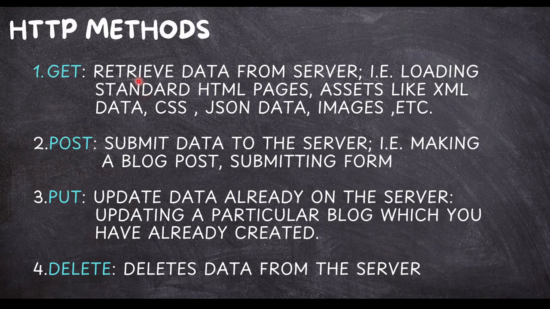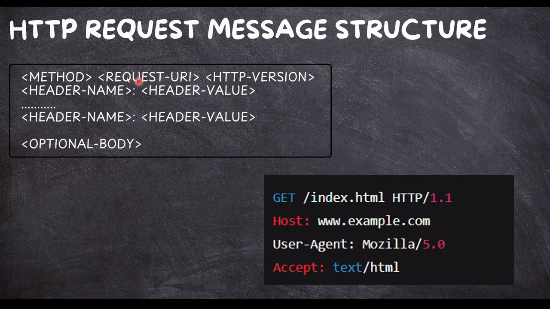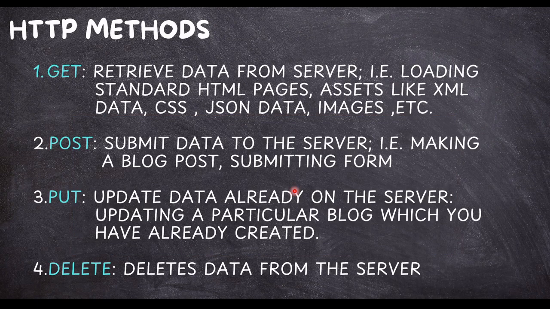Now what does the get method do? As you have seen here is your get method. It retrieves data from the server. As simple as that. You are asking for some particular data, and the server is responding to you with that data. So you are requesting, or basically ordering, the server to get you some data.